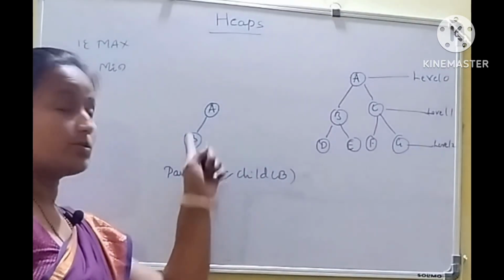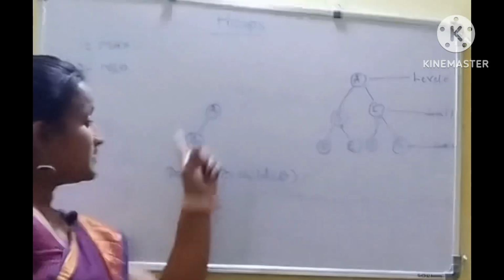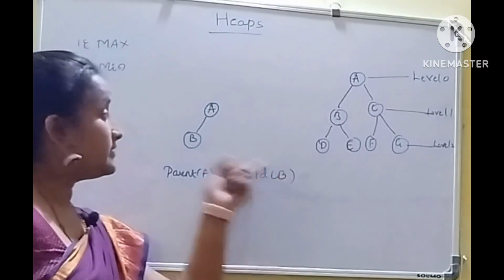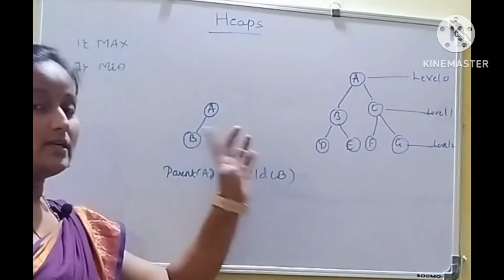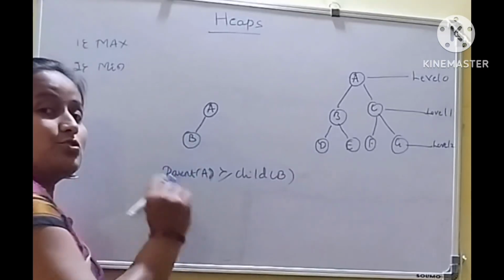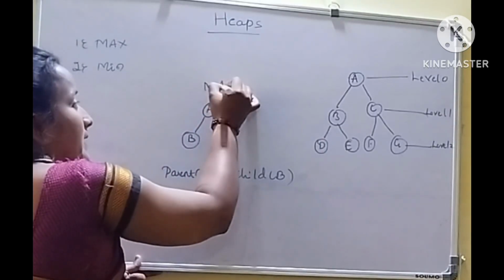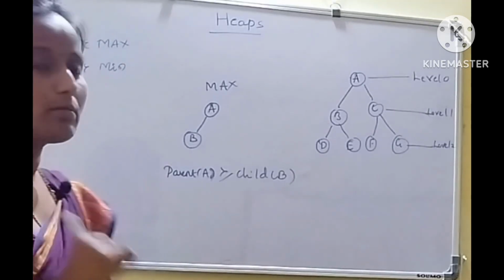B is a child node, A is a parent node. The parent node should always be greater than its child nodes, whether it is a left child or a right child, it doesn't matter. So the parent should always be greater than its child. That is the rule for the max heap. And what is the rule for the min heap?